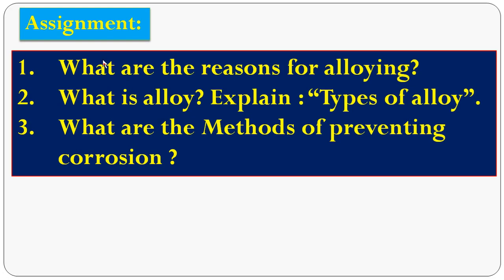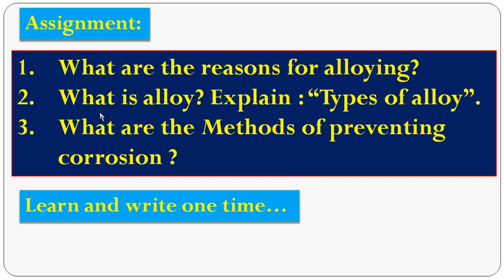Okay students, now you come to the assignment. The first one, what are the reasons for alloying? The next one, what is an alloy? Explain the types of alloy. The third one, what are the methods of preventing corrosion? So, these three questions you have to learn and write one time.